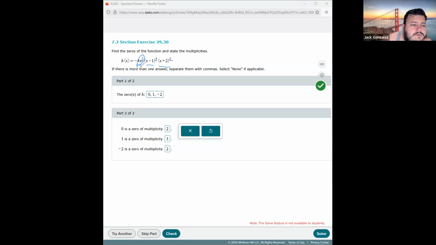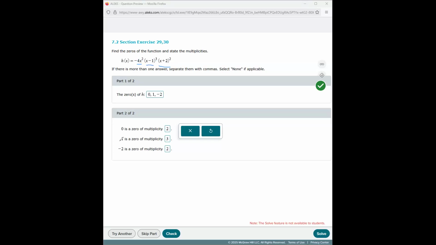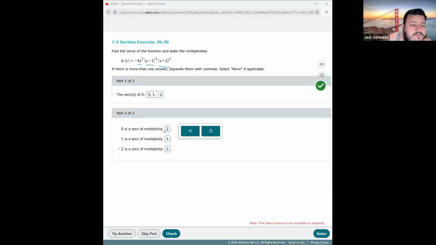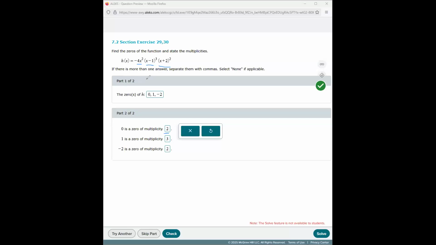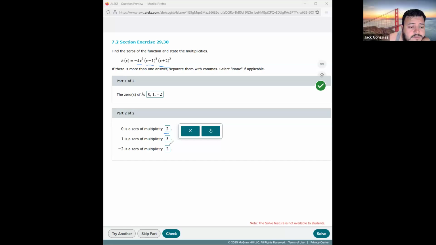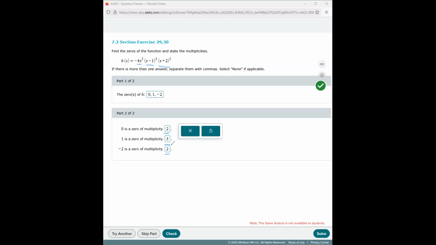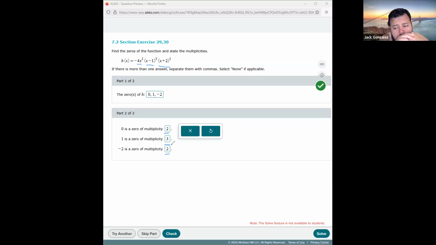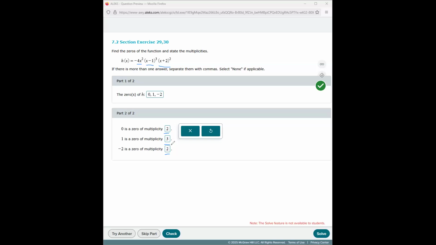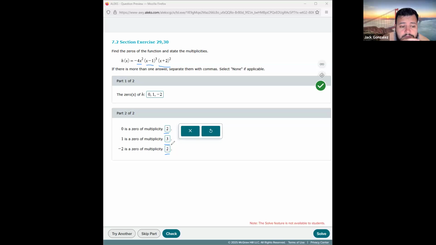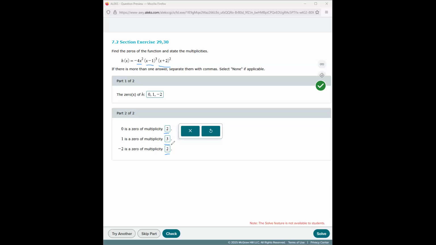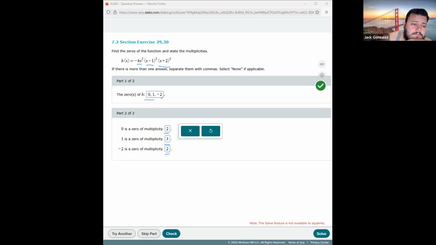So since 0 makes this 0, and it has a power of 2, you say multiplicity 2. 1 is a 0, right? Because 1 minus 1 would be 0. That has a power of 3, so it has multiplicity 3. -2 makes this 0, so this is multiplicity 2. Does that make sense? It's because of the powers. Yeah, the powers on the zeros tell you the multiplicity. Right, you see what the zeros are, right?